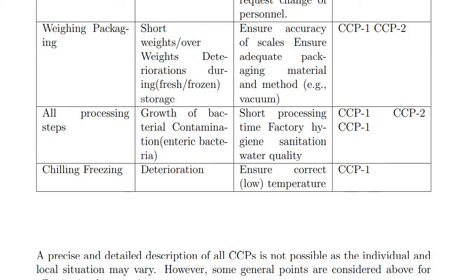So after last button, chilling and freezing. In chilling and freezing, ensure correct low temperature. Keep a very low temperature so the pieces go to the storage chain without damage. So that is the quality control point.